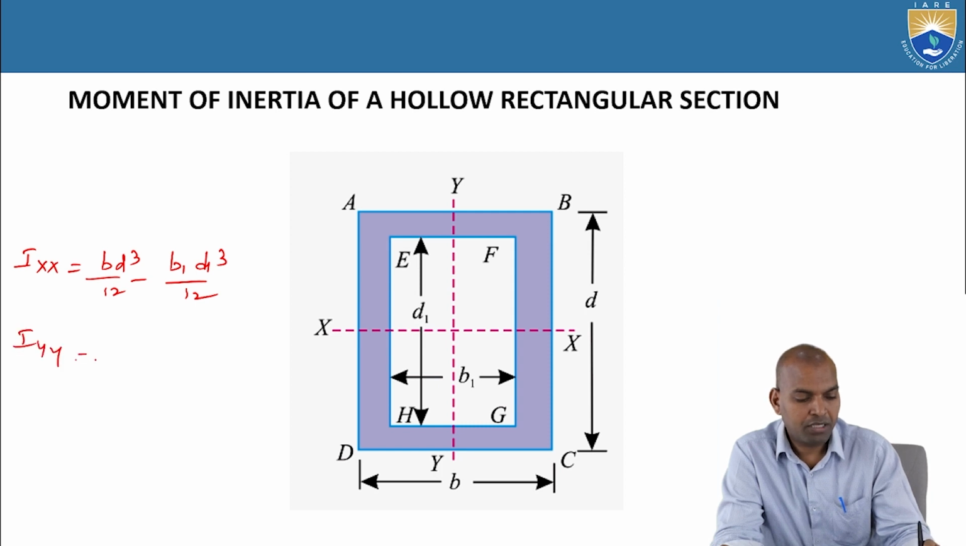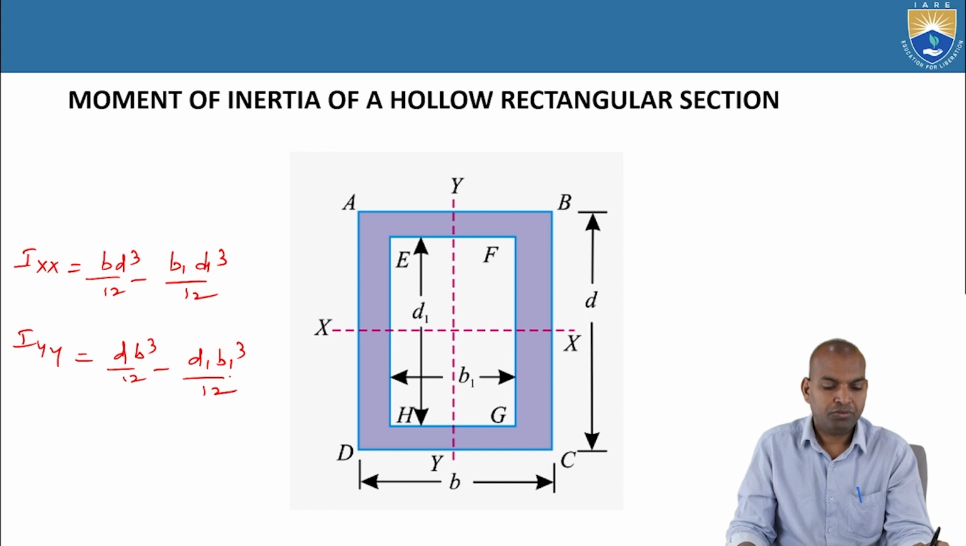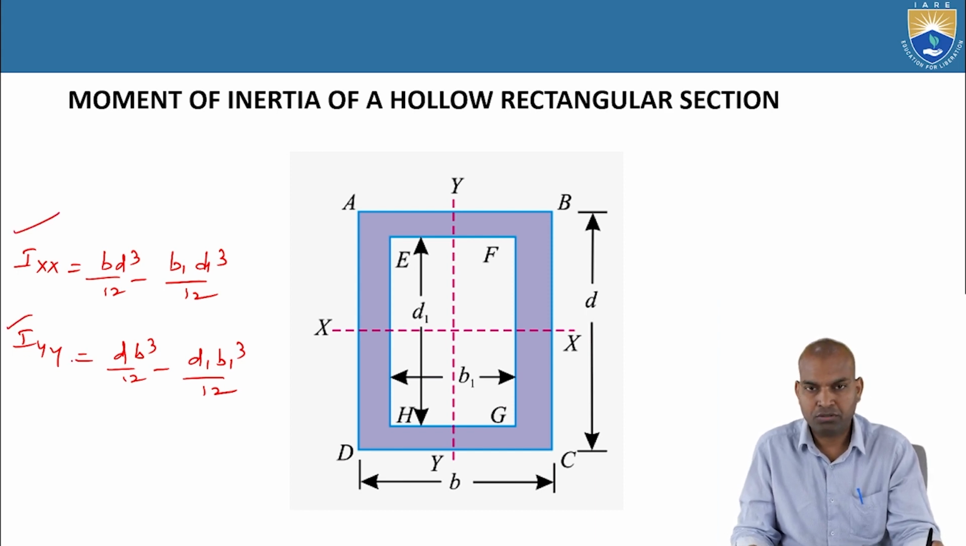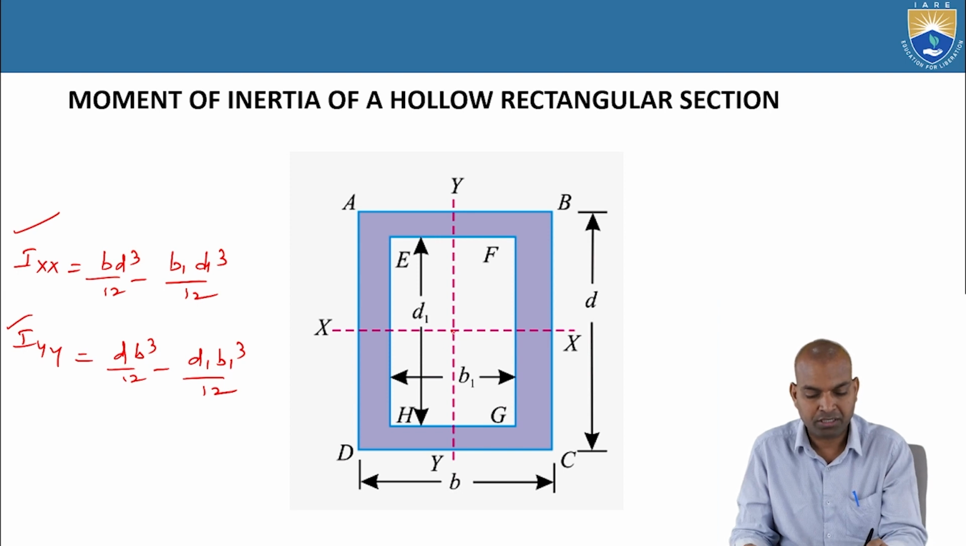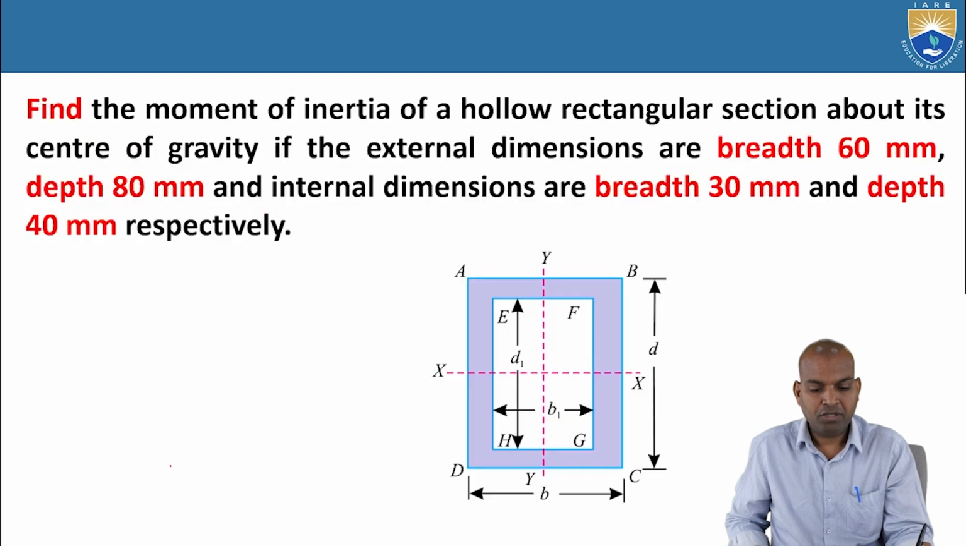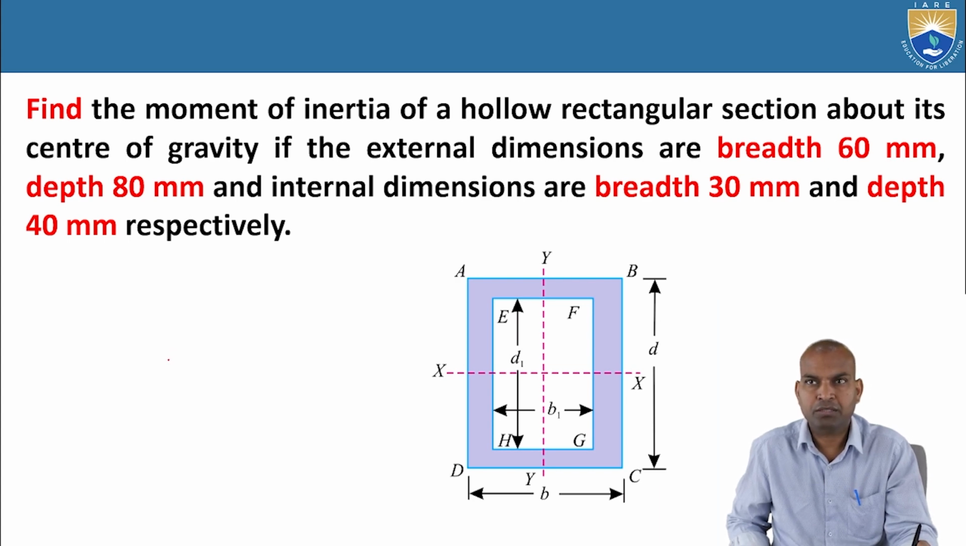Next, Iyy equals db cubed by 12 minus d1 b1 cubed by 12. These axes are passing through the center of gravity of your hollow rectangular section. In that manner we have to calculate, and we also solve problems where the breadth is 60 millimeters and depth is 80 millimeters, and inner dimensions are b1 is 30 millimeters and depth d1 is 40 millimeters.